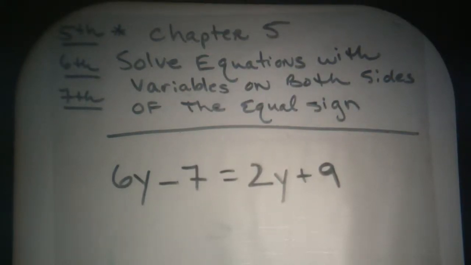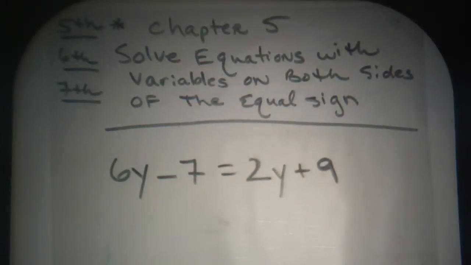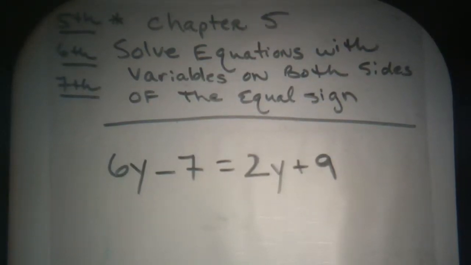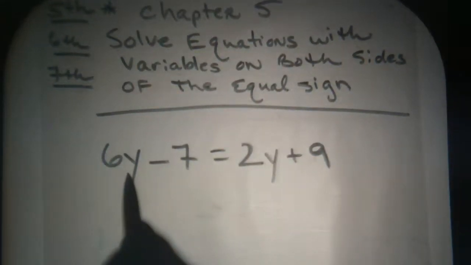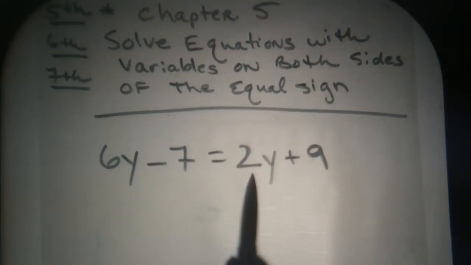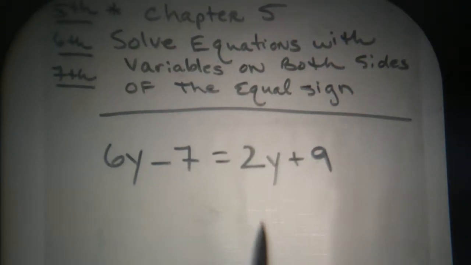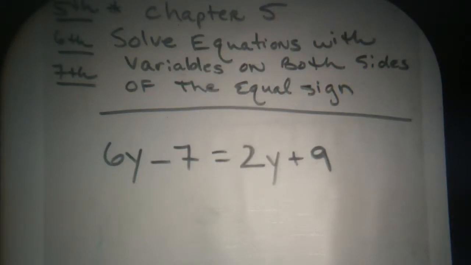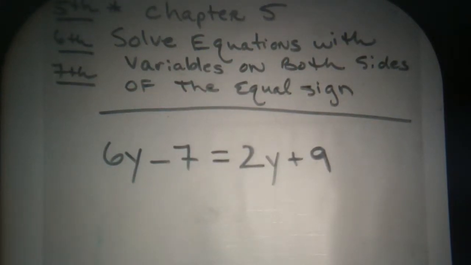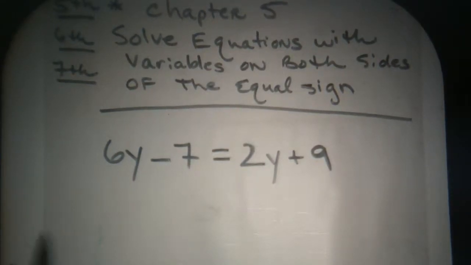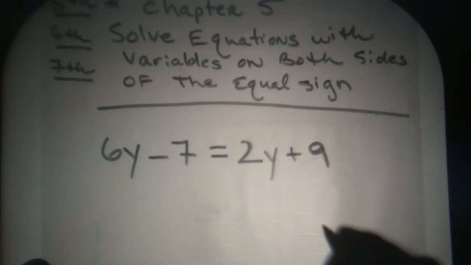Alright, we've been working with variables. Now we're working with solving equations which have variables on both sides of an equal sign. So not only do we have a variable on this side, we also have another on the other side, where we would normally have a solution. So we need to solve for y in this instance. You still want to isolate your y, but we need to combine like terms.